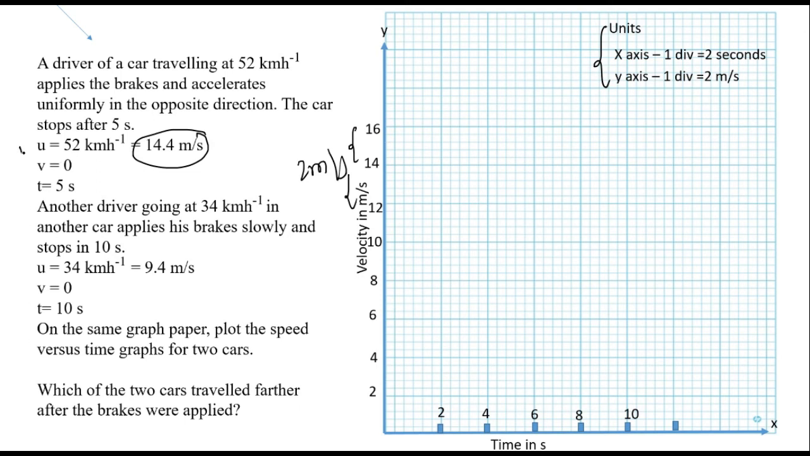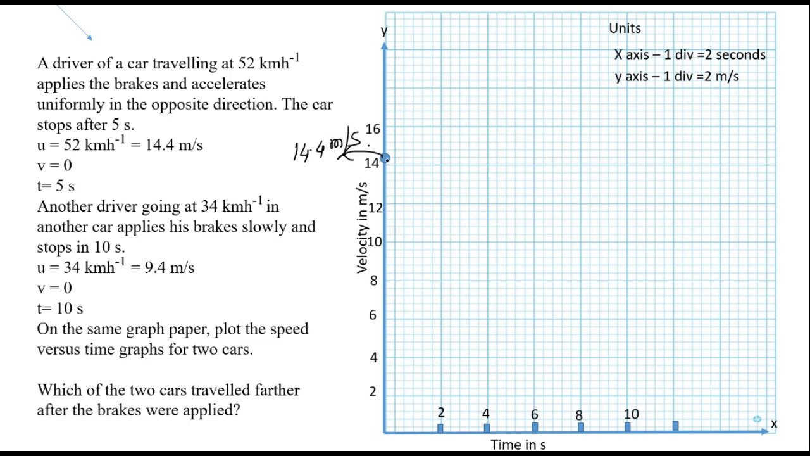This is the initial velocity. That means a car which is already moving, right? Already moving with a velocity of 14.4 meters per second, and that 14.4 meters per second is somewhere here, right? So roughly I am making a point there. So this is 14.4 meters per second, right?